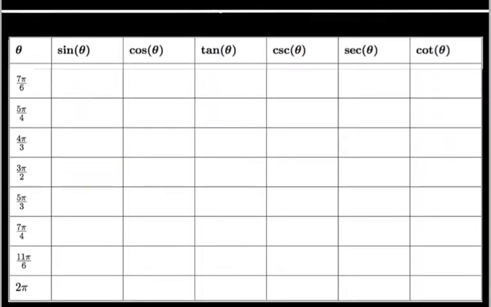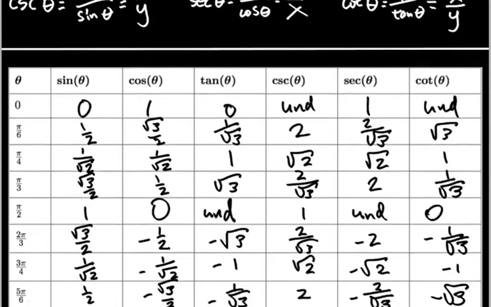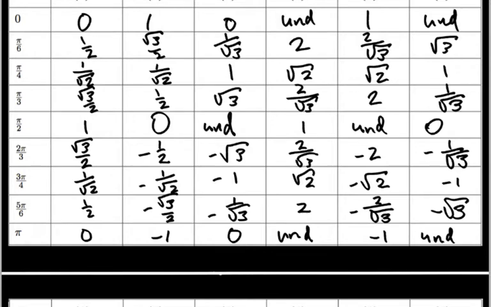Alright, so here... Actually, I guess we can talk about a few quick things first. At the pi over 6's, sine is always going to be a half somehow. That means cosine is going to be the other one, which is square root of 3 over 2. Reversed, exact reverse at pi over 3's. And then at the pi over 4's, they're both 1 over square root of 2.